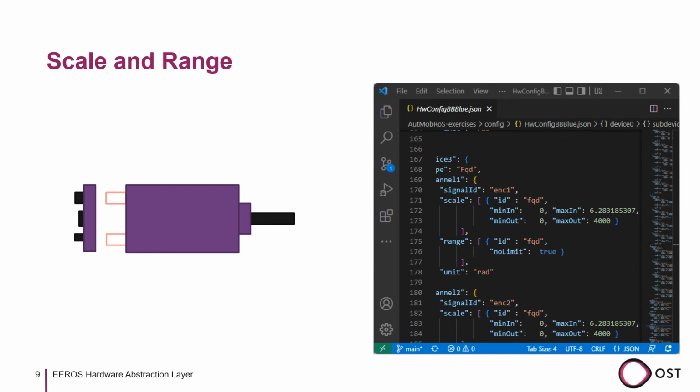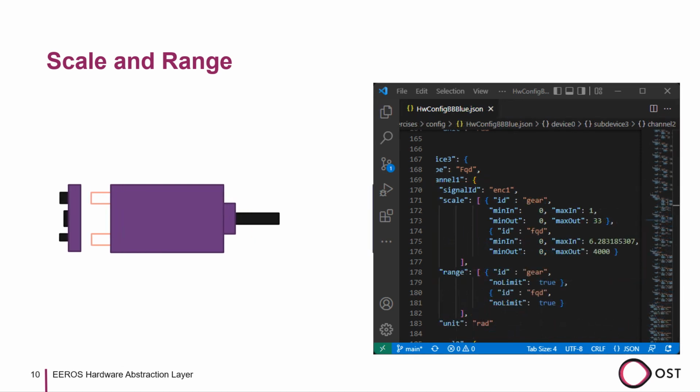As already mentioned, the encoder is an exception. It behaves similar to an analog signal, but can rotate forward or backward without limitation. To configure an encoder, we take its resolution from the datasheet and enter this value as max out and 2π as max in the scale section. For the range, we set the no limit parameter to true. Remember that we have a quadrature decoder. So if we have an encoder with 16 ticks per revolution, then the resolution is 64, which is 4 times 16.